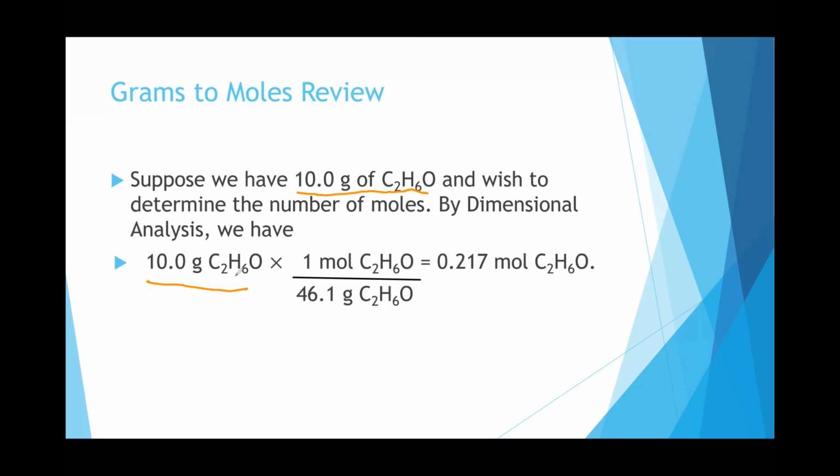Now we have two ways to multiply it, 46.1 grams on the bottom or 46.1 grams on the top. But the thing we want to do in this dimensional analysis is cancel out the grams. So it must go on the bottom so we can multiply these numbers out and cancel out the grams. So we end up dividing by the molar mass in this case. So 10 divided by 46.1 is 0.217 moles. So that's how we do these one-step calculations.